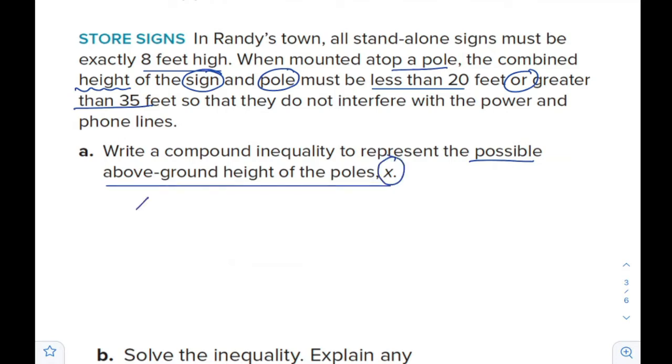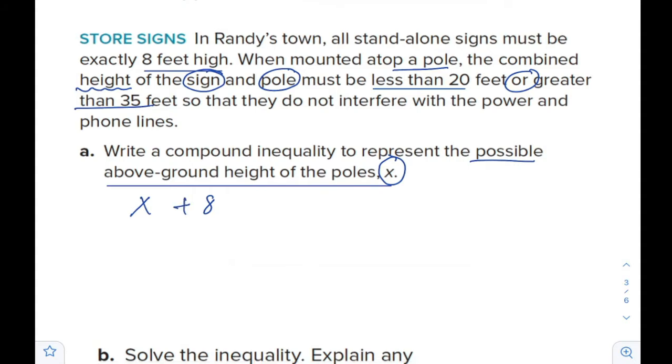So if the pole height is X, and we know that the height of the standing alone sign is 8, the combination of them, we are adding the heights together, such that they should be either less than 20 or greater than 35. So this is the translation of the situation.